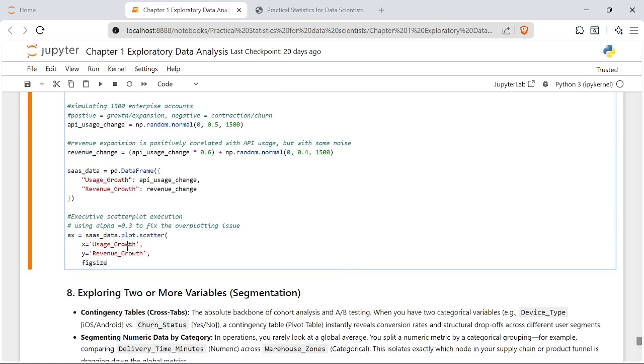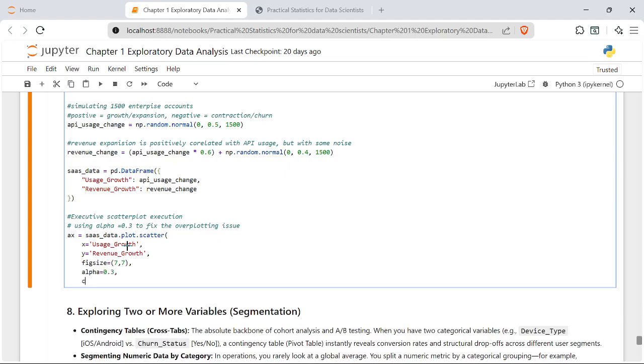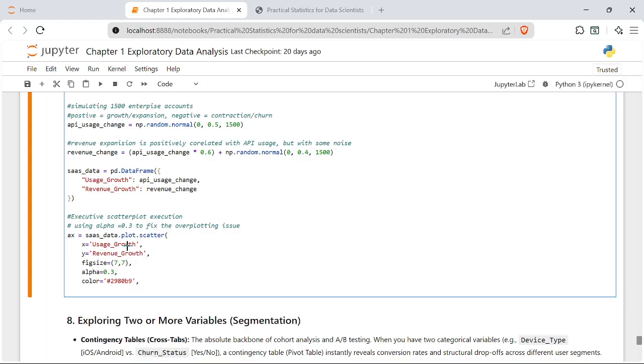Figsize equals 7,7, alpha equals 0.3, color equals hash 2980b9, edgecolor equals none.